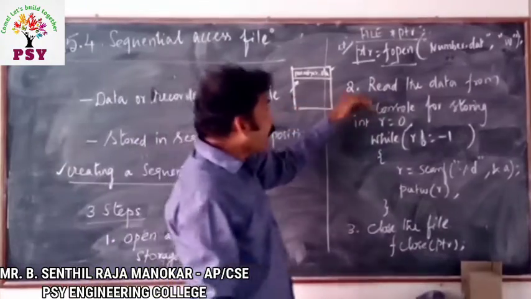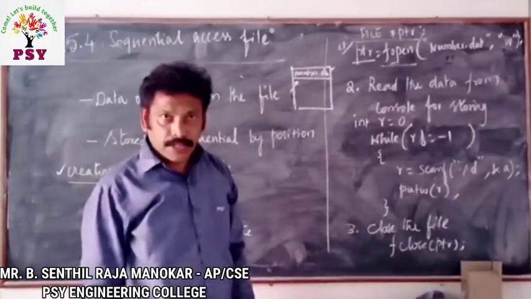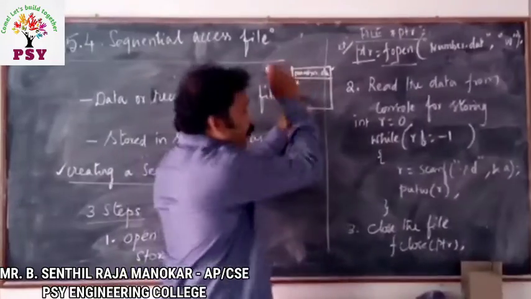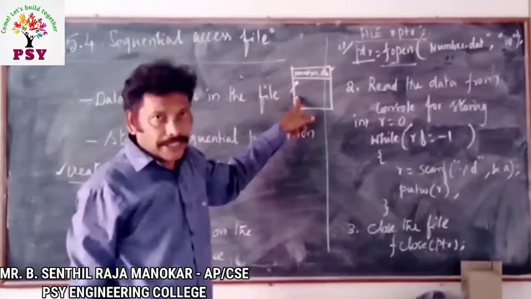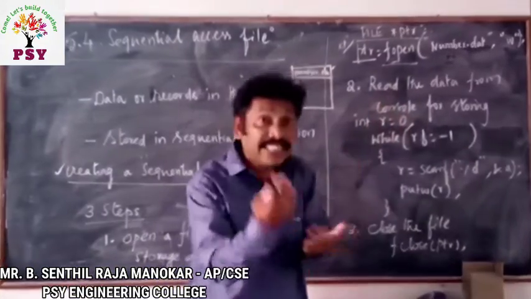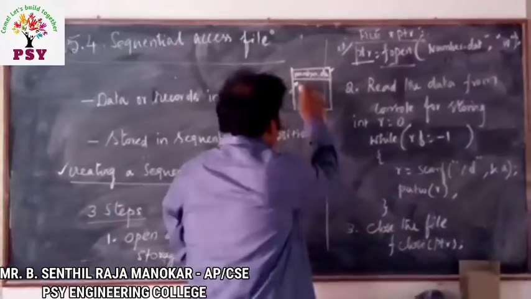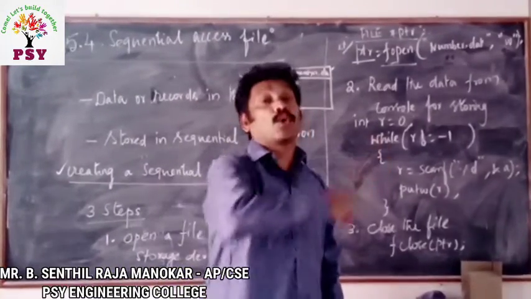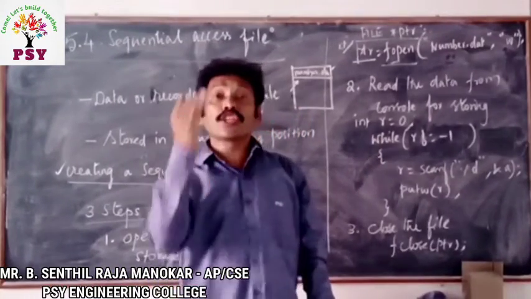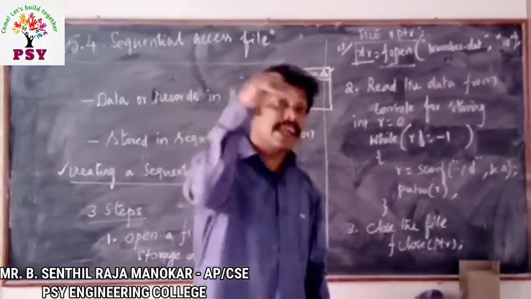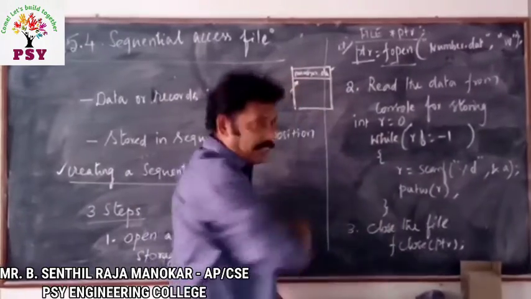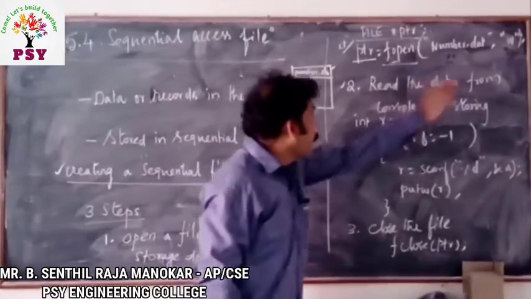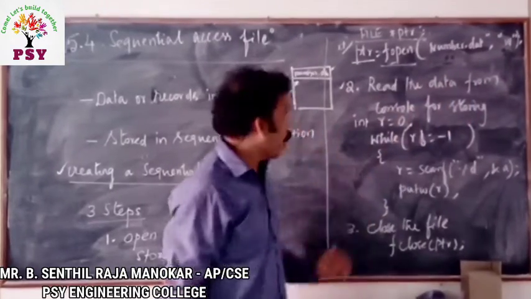The second important step, after creating the file and pointing to its beginning through the pointer, is to read the data which we are going to store. That data is read from the console, that means the user provides the data, and we store that data in the file. That is the second step: reading data from the console for storing. How do we do that?